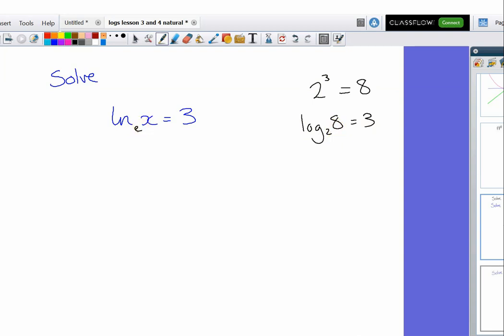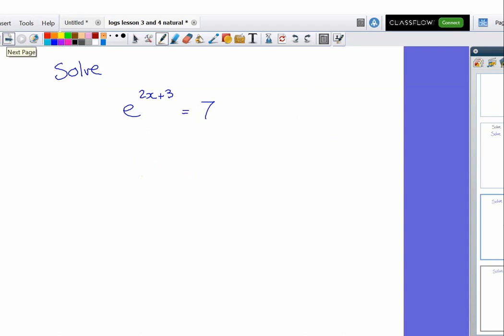So what we can say here is base always stays the same. So 3 is now going to be the power value, and what we're finding the log of is going to be on the other side. So x is actually equal to e to the power of 3. Okay, so we've just gone the other way there. Let's try and solve this one.